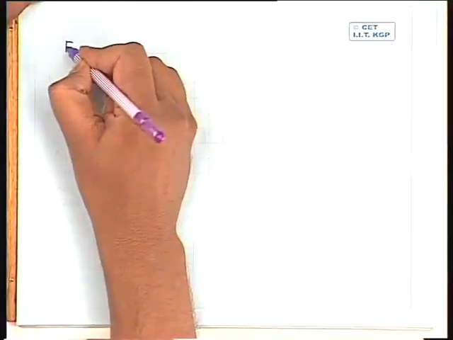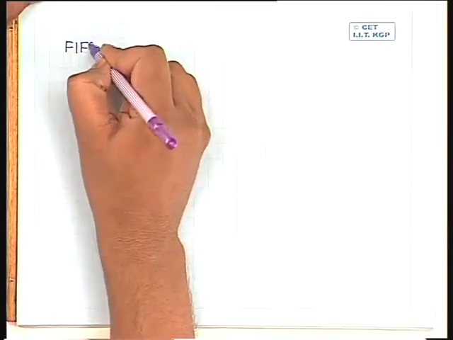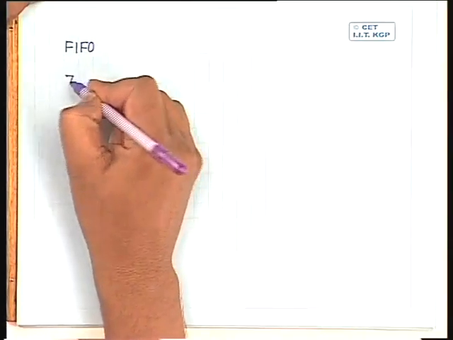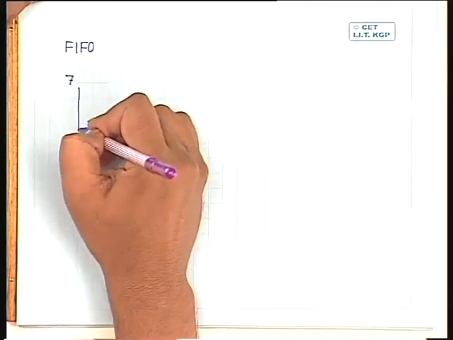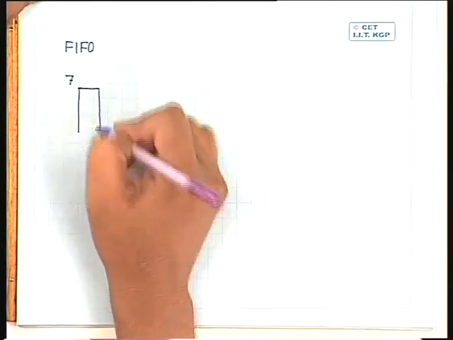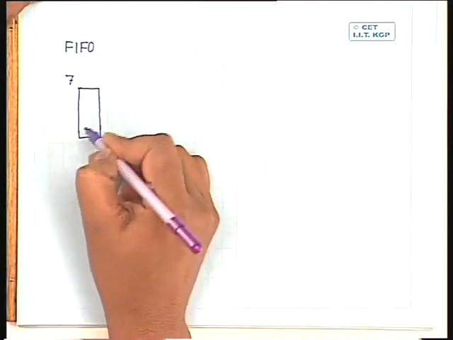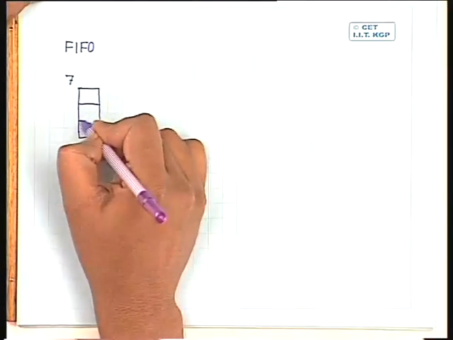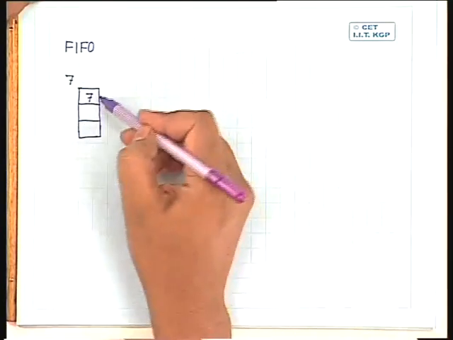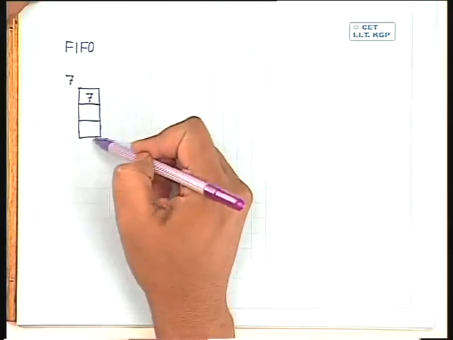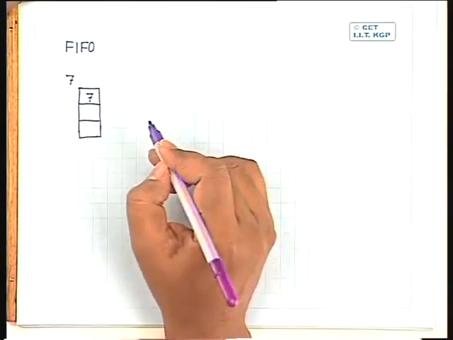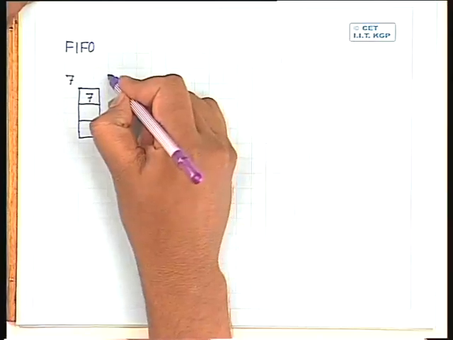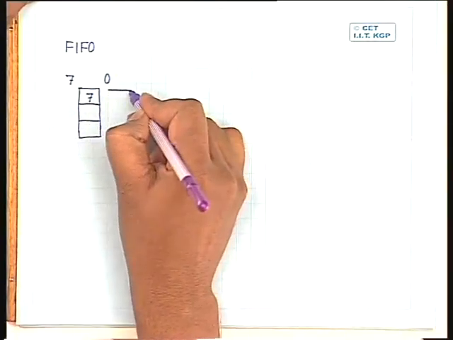So first, when page number 7 is referred, initially I don't have anything in these page frames. So obviously I will have a page fault, and when I have this page fault, page number 7 has to be brought from the secondary storage into the main memory. So initially, out of these 3 frames, only the first frame will contain page number 7, the other frames will remain empty. Next time, page number 0 is referred, again there is a page fault.